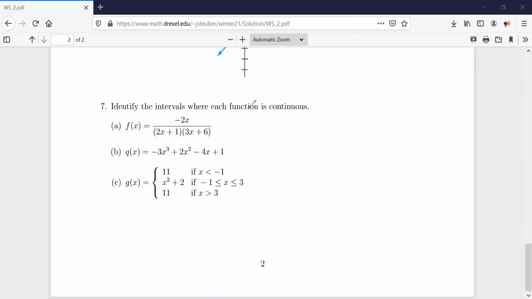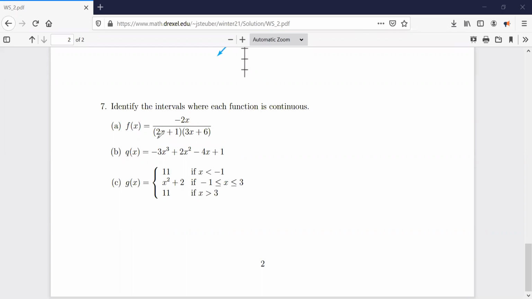Okay, so identify the intervals where each of these functions are continuous. So this guy right here, the top is always defined. So I really just have to worry about the bottom. The bottom is also always defined, but I'm not allowed to divide by 0. So that's the only thing that can really break for this. So if I look at this guy, when is the bottom equal to 0?